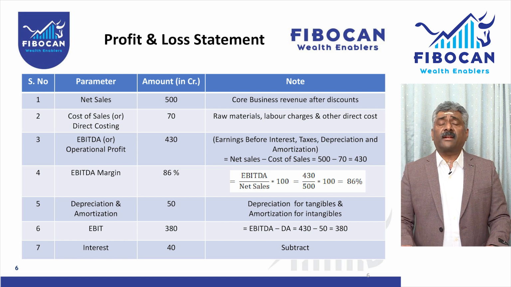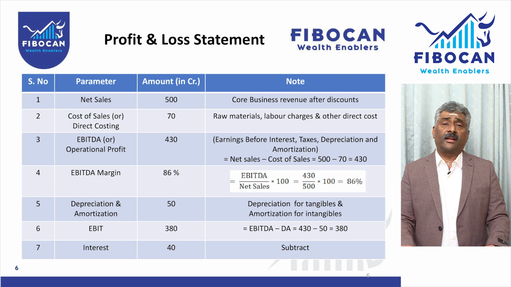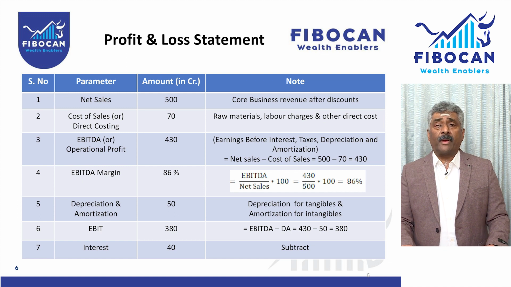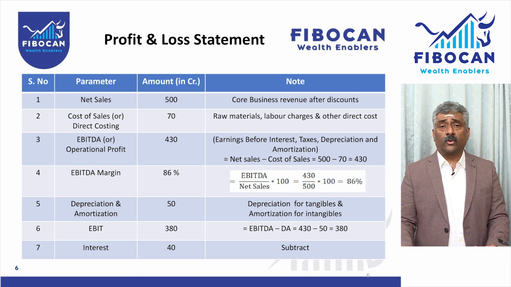Then we deduct cost of sales or direct costing. What is cost of sales? Raw materials, labor charge and other direct costs that are related to the manufacturing of the product. So in this example it is 70 crores.